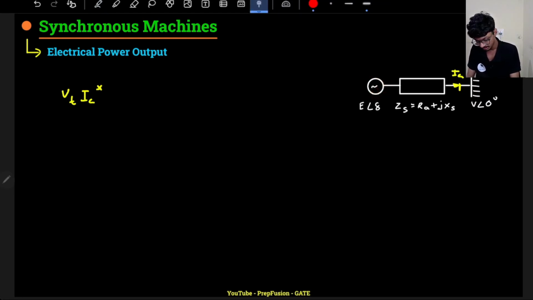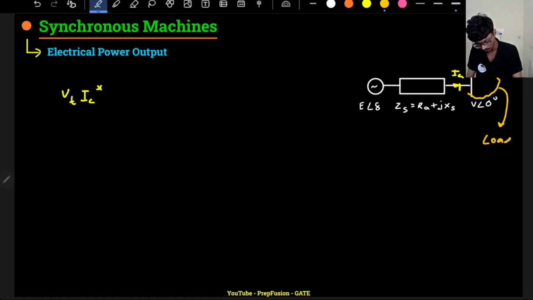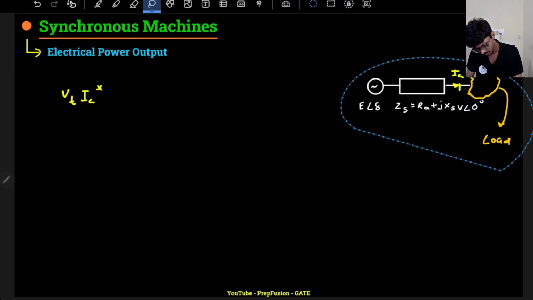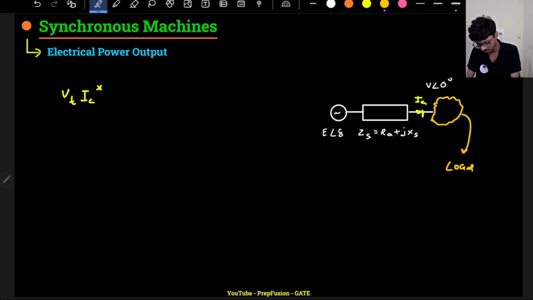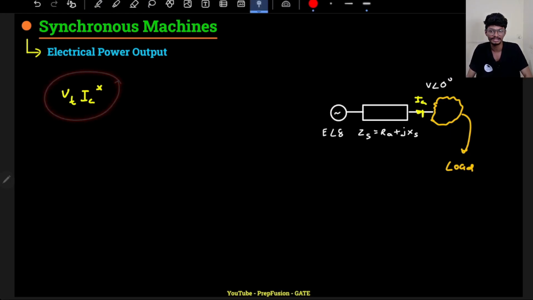Here I should not have written this like this. I should have drawn it like a cloud kind of thing, where the cloud is basically a load. And the potential here is V angle 0, this is the reference. Let me keep this at the top. So I need to find out this value, Vt Ia conjugate.